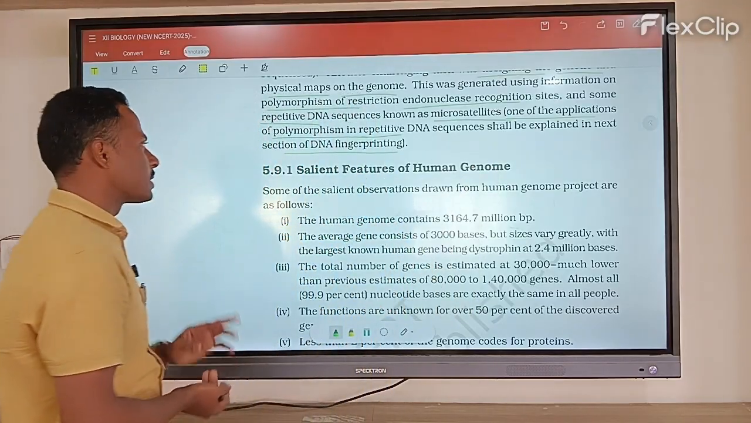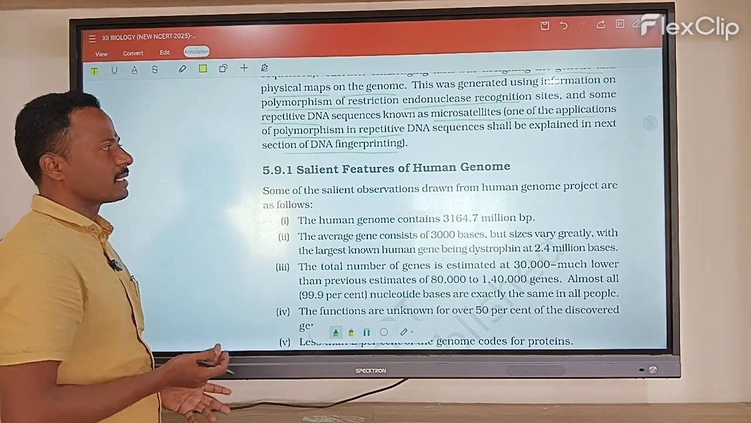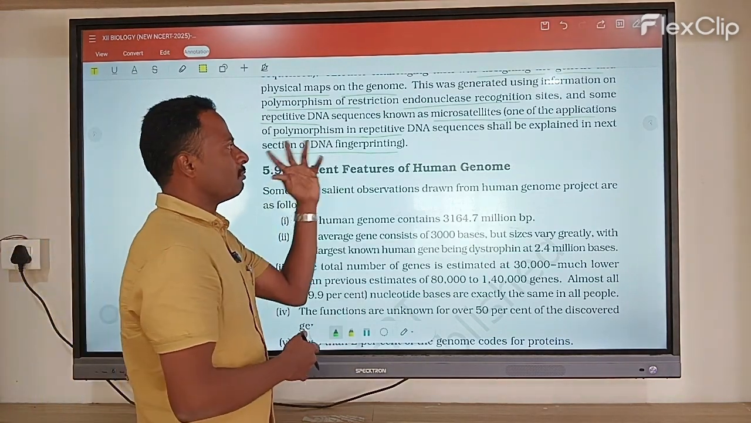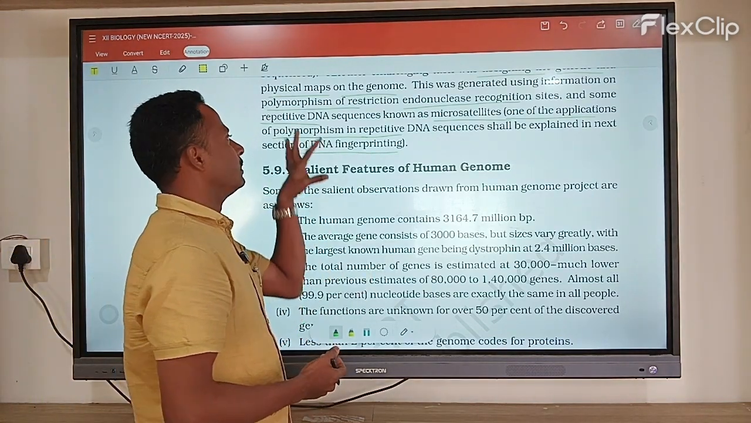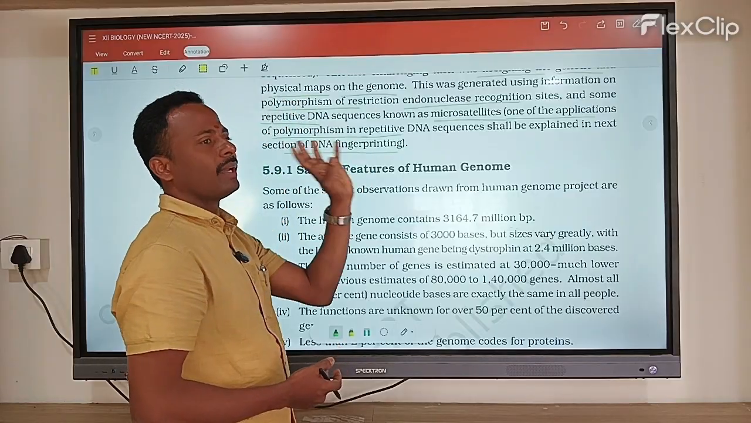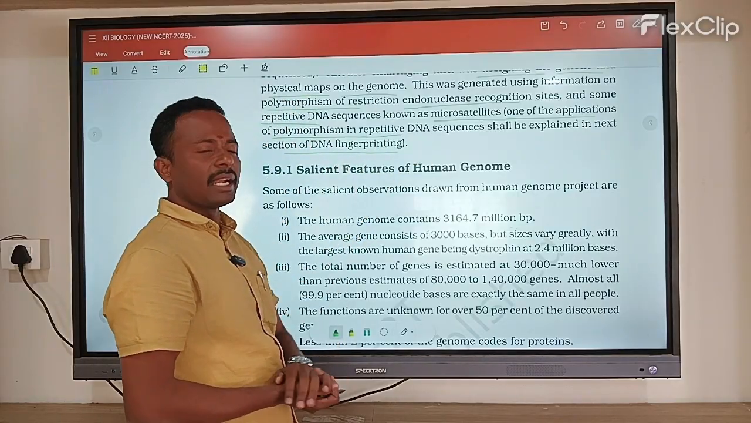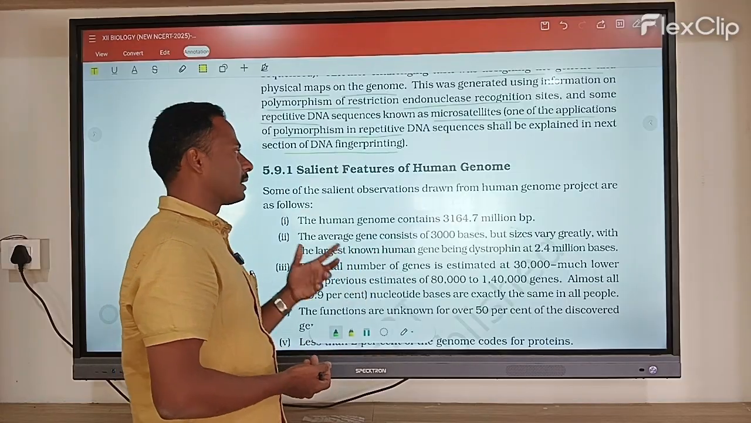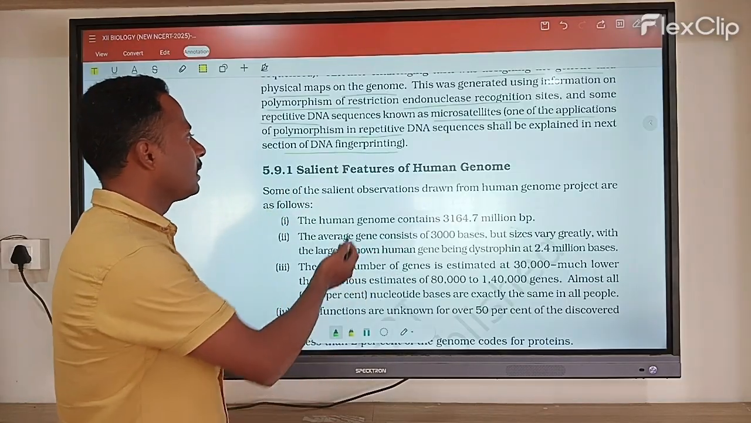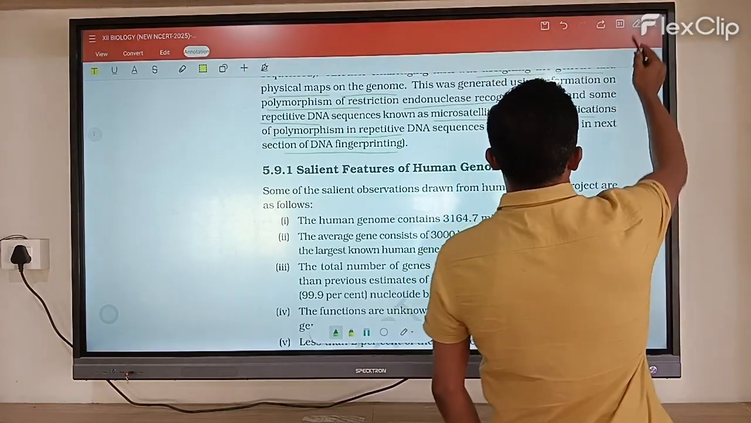So in this, where the DNA polymerase enzymes participate in DNA sequencing, and how the microsatellites work, we will discuss entirely in the next section on DNA fingerprinting.